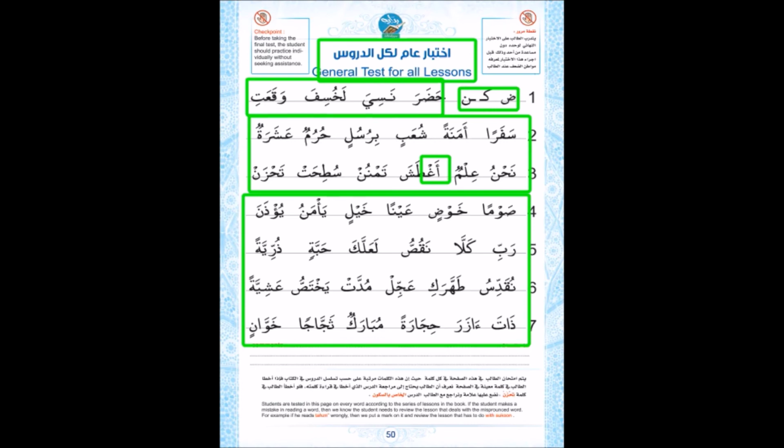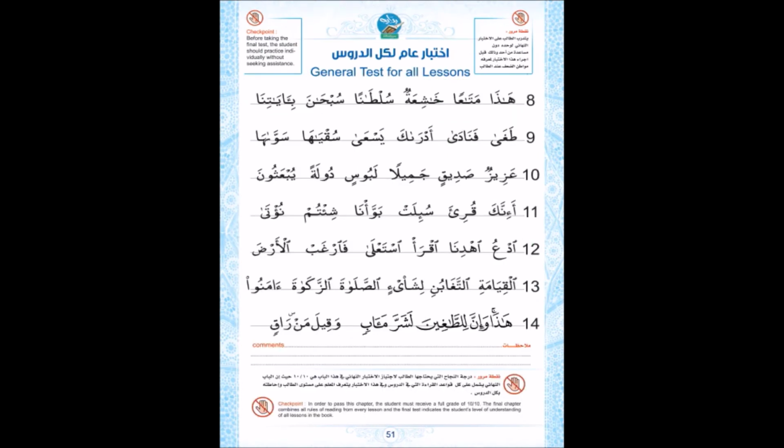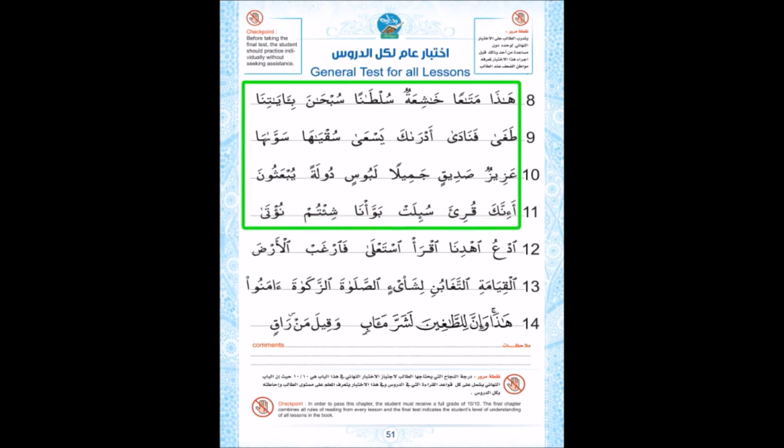As we move to the second page of the test, you can see again we have each line representing a new concept. We have the small alif being tested here, we have the alif maqsura at the end and the middle of the word. We have the small alif also. And in line 10, we have tanween with the ya and the waw. And in line 11, we have shadda with hamza and hamza in different places in the word.